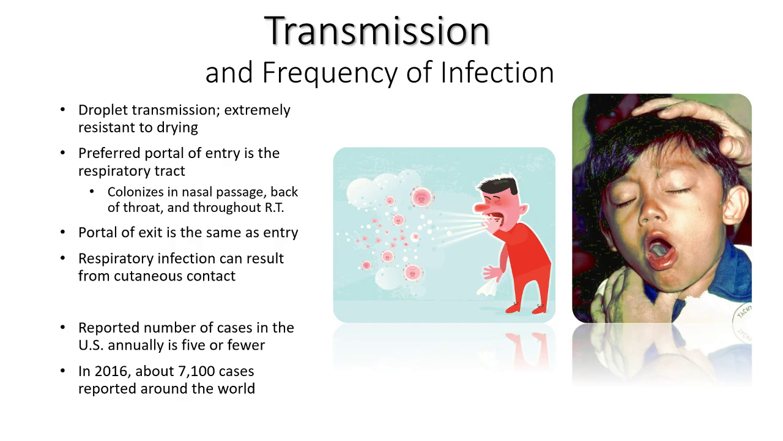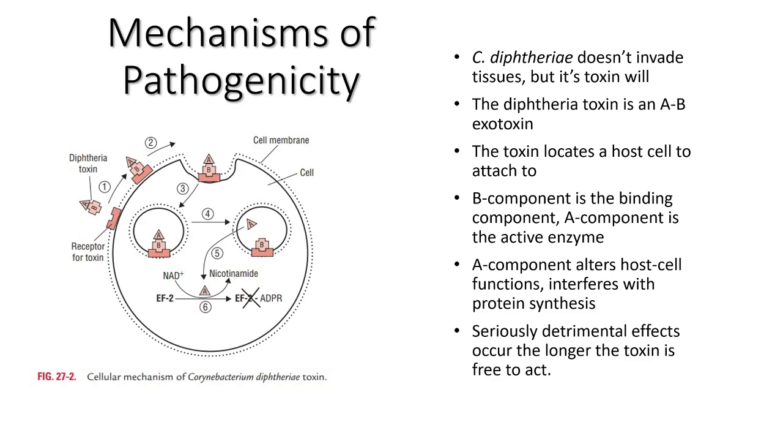The CDC also states that after the treatment for diphtheria was discovered, the fatality rate of the disease was 5 to 10%, with an increased rate of 20% in younger individuals. Mechanisms of pathogenicity. The important thing to note here is the diphtheria toxin. So the bacterium doesn't invade tissues, the toxin does.